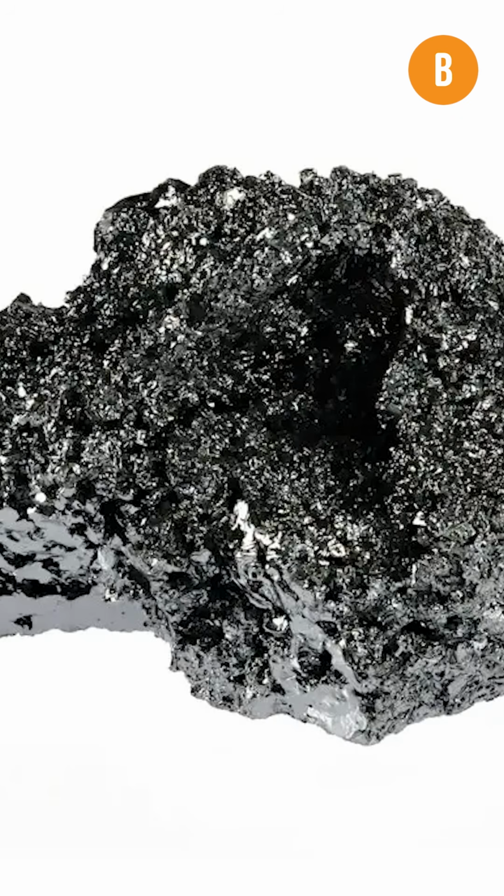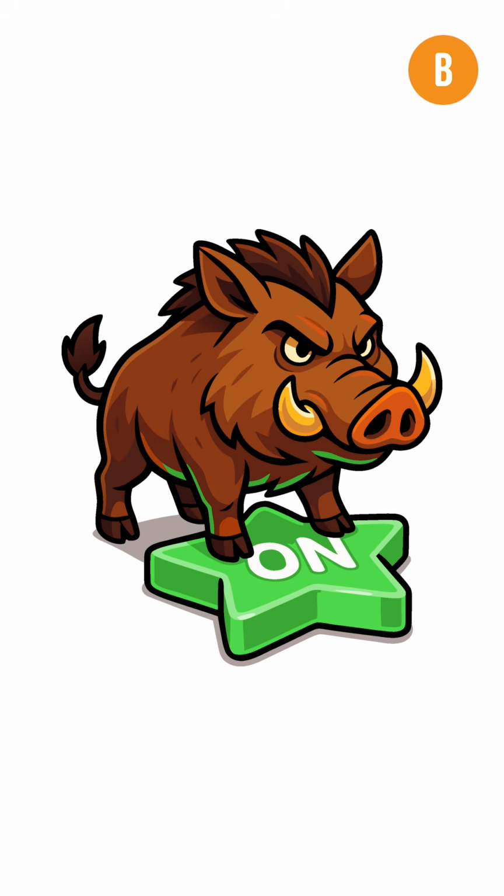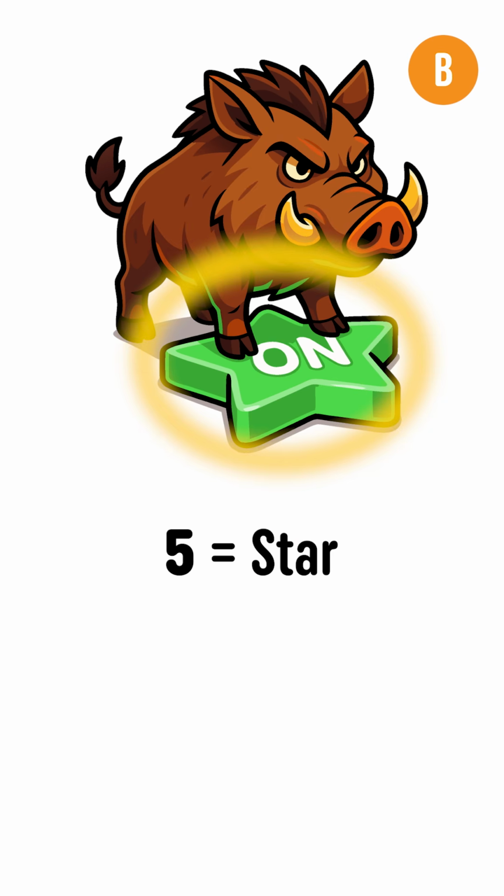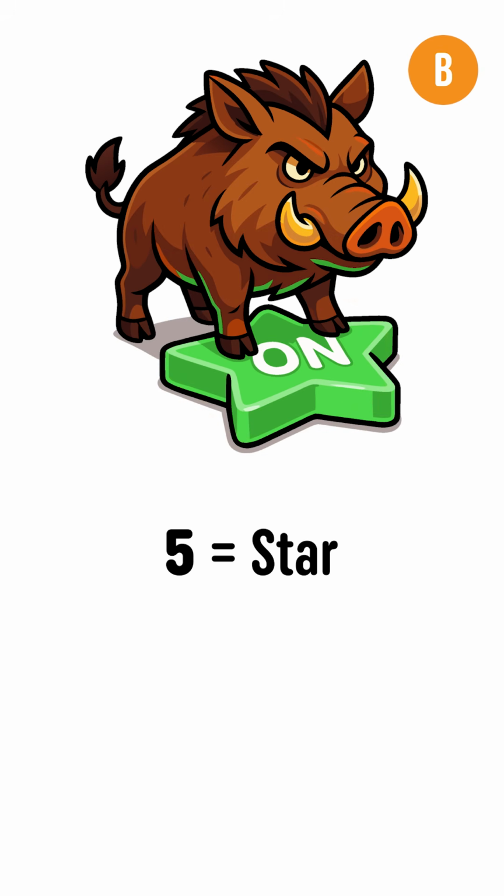Boron is the 5th element of the periodic table. This image represents boron. The number 5 is represented by a star because stars have 5 points. Next, we have to convert the name boron into a picture.